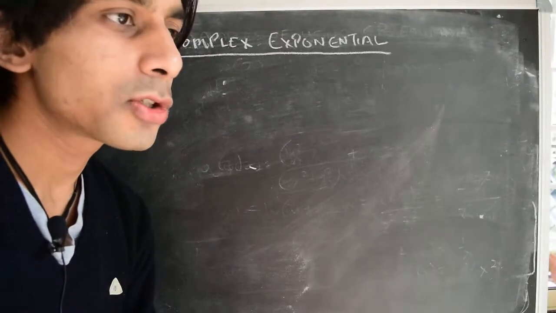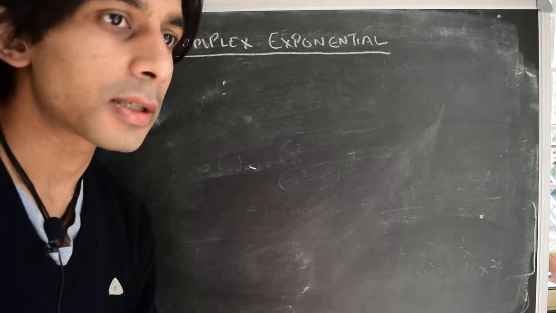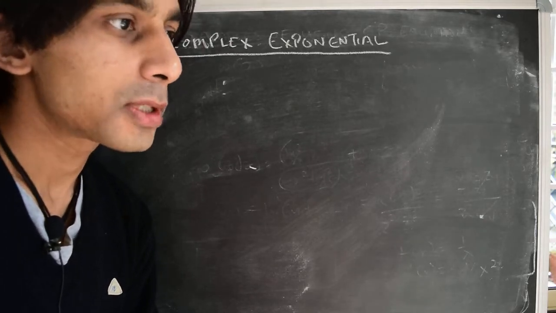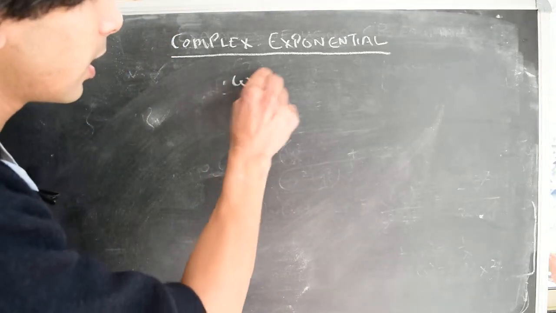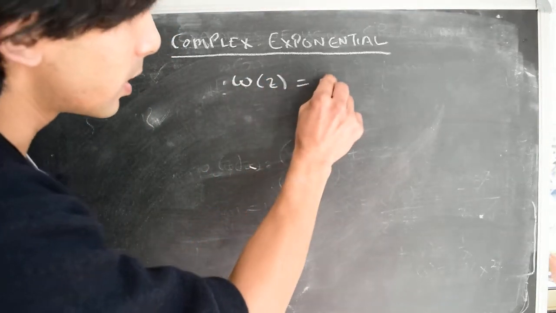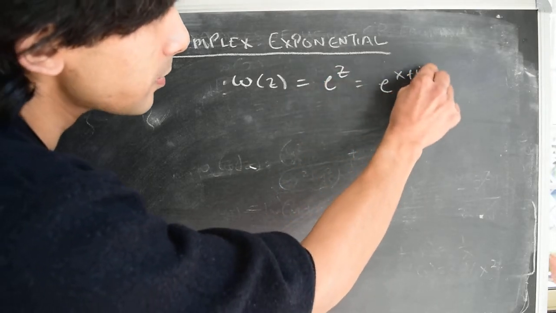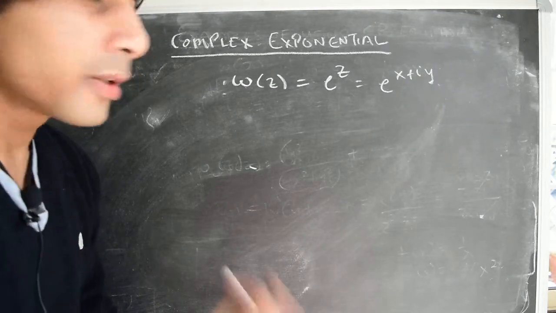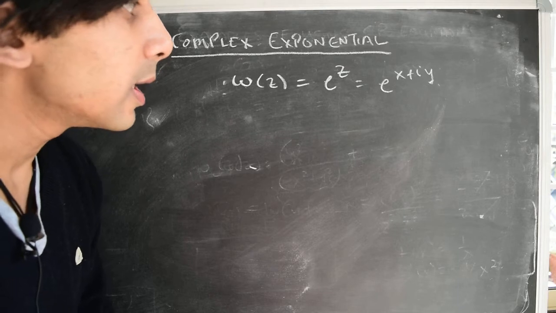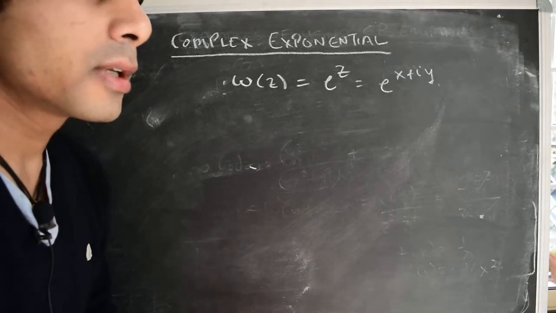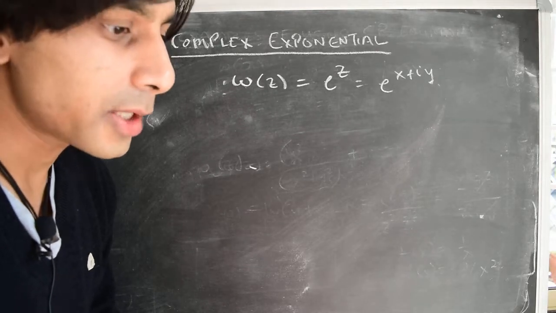So today let's start with another very important function in the study of complex functions, which is the complex exponential. We write it as w(z) equals e to the power of z, where z is x plus iy. And e is the exponential symbol. Now there are different ways of motivating or introducing the complex exponential.